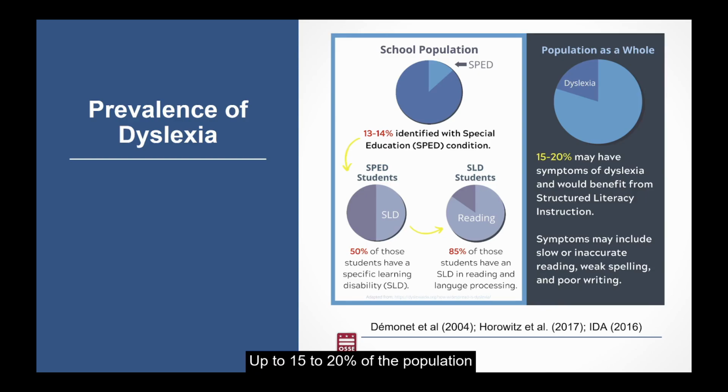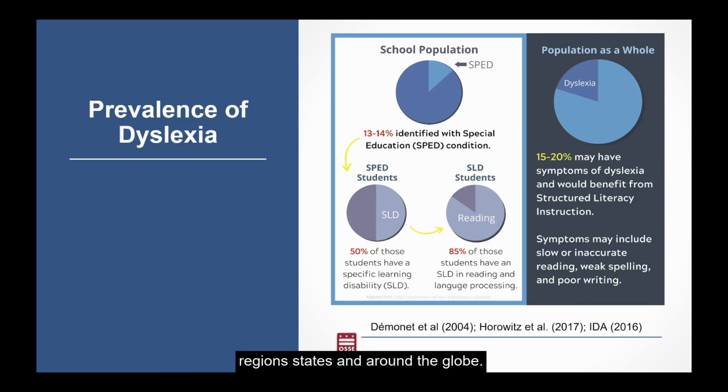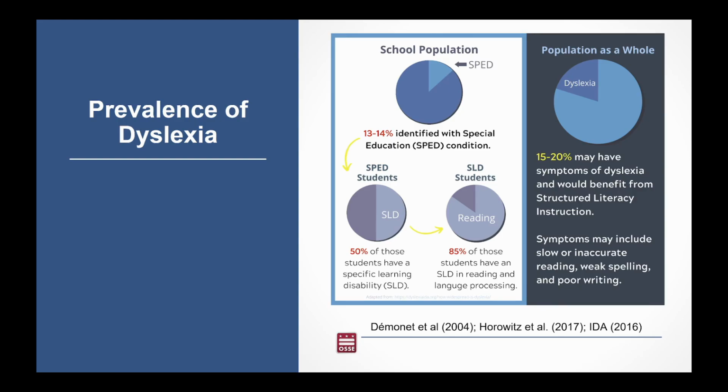Up to 15 to 20% of the population have symptoms of dyslexia, including slow or inaccurate reading, weak spelling, and writing, and would benefit from systematic and explicit structured literacy instruction to support reading, writing, and language skills. Estimates vary across regions, states, and around the globe. Language-based SLDs such as dyslexia are the most prevalent type of SLD.